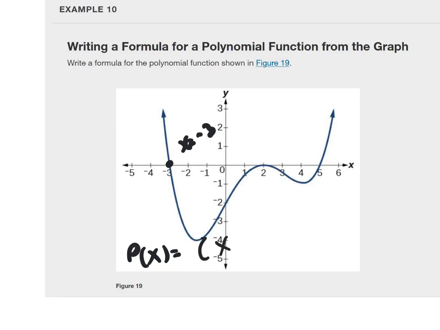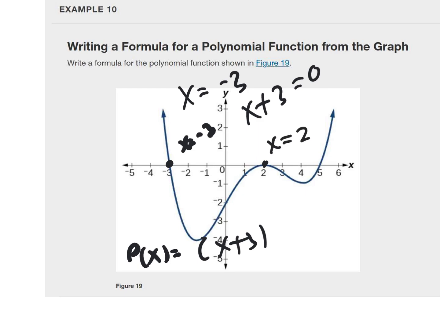X plus 3 has to have an x plus 3. Why? Because if x is negative 3, move the negative 3 over, that gives you x plus 3 has to be 0. So I'm not going to do that for every one. Then I have another 0 here. X is 2. But since it bounces off, there's 2 of them.